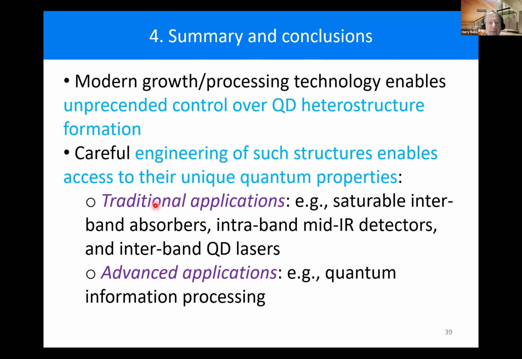And I spoke about two types of property. I spoke about properties for traditional applications like the saturable absorber and mid-infrared detector, and also about quantum dot lasers using interband transitions in that case. And I also spoke about emission in terms of quantum information processing and cavities and applying these types of structures.